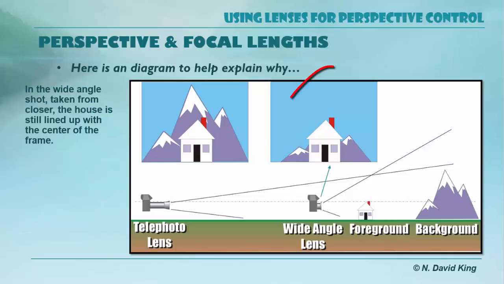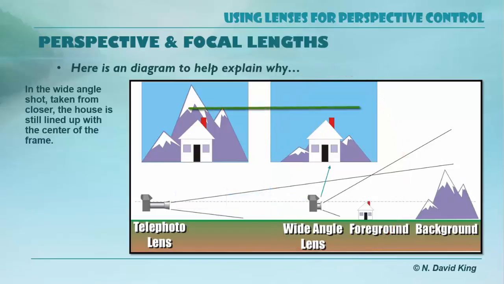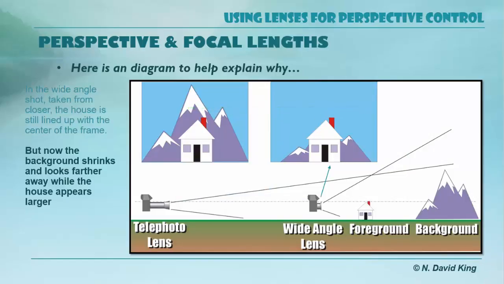But if we go the other way, if we go to the wide angle, now we've moved in closer in order to keep the house the same size and lined up the same way it was with the telephoto shot. But now the background shrinks away and looks farther away while the house appears to be larger. You can see from the drawn angles of these two lenses why this happens. With the telephoto shot, even though the house lines up with the center, the top of the mountains is right at the top of that angle of view.